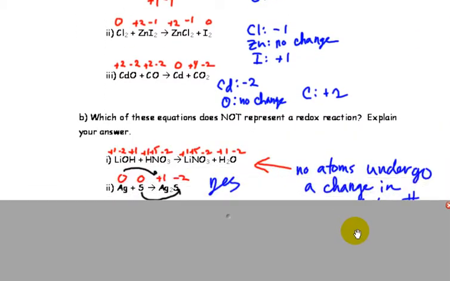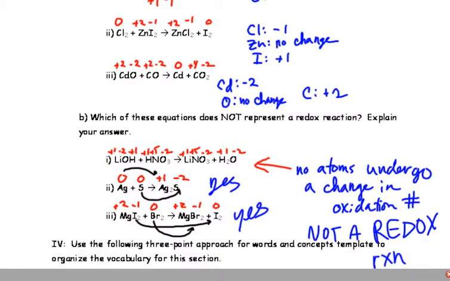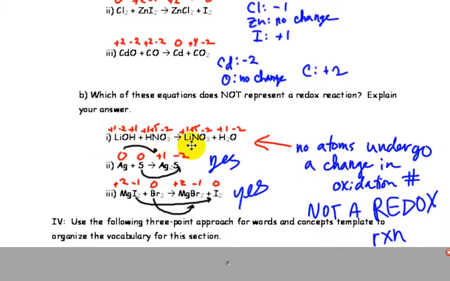Looking here, which of these does not represent a redox reaction? If you had a chance to go through this, figuring out all the oxidation numbers like we did previously, you can see here that no atoms undergo a change in oxidation numbers. Lithium, +1 to +1. Nitrogen, +5 to +5. So that is not a redox reaction. However, these ones are because they do undergo a change.